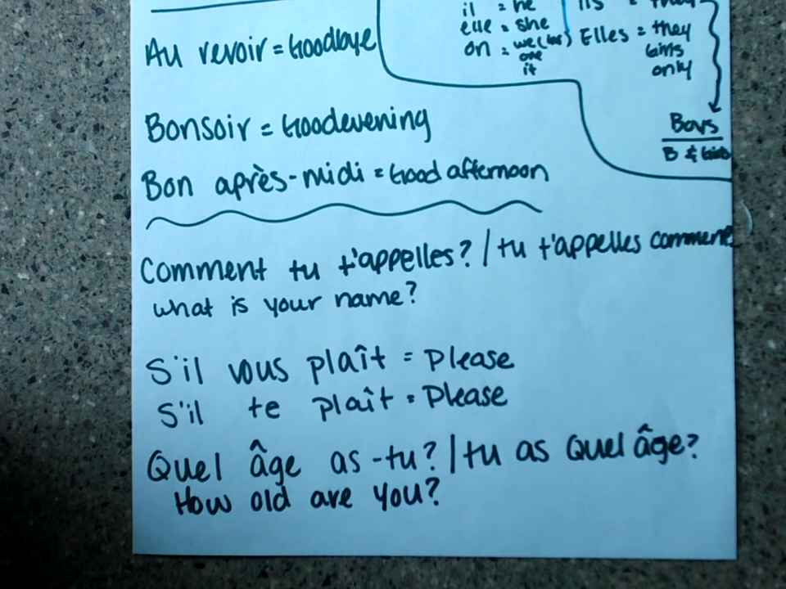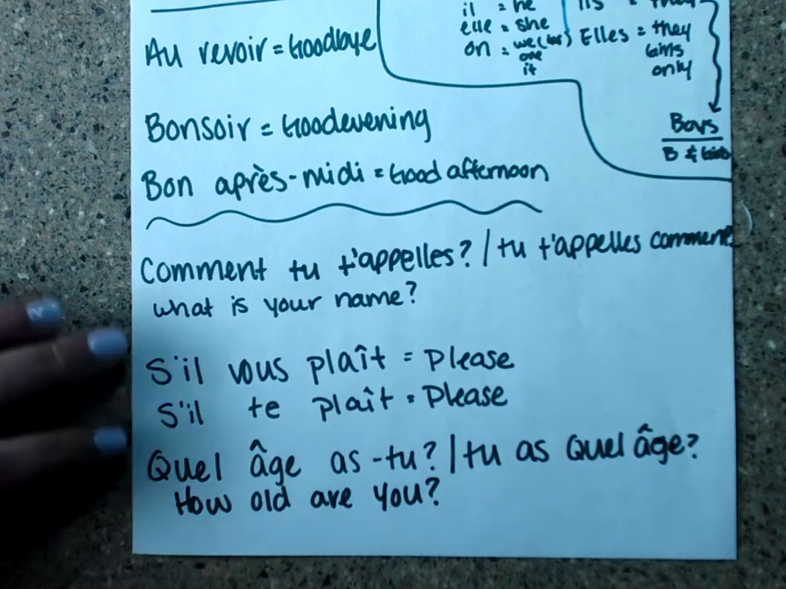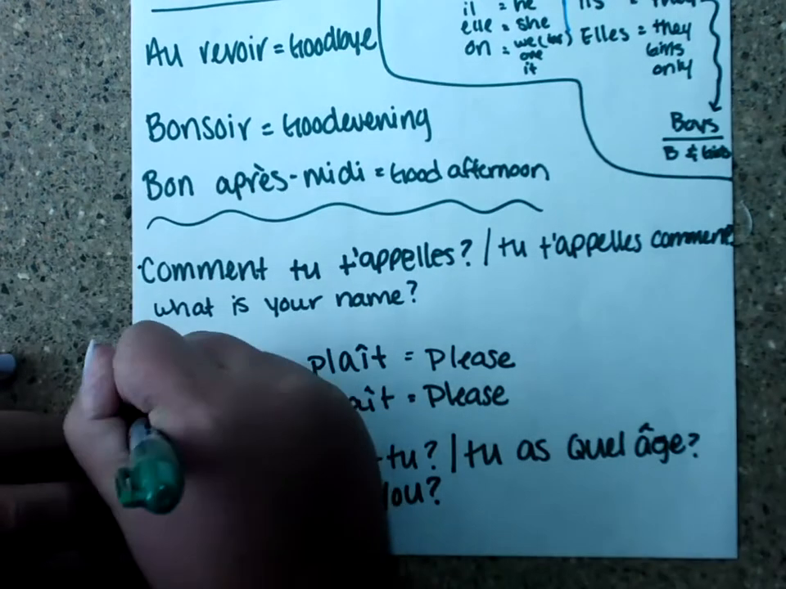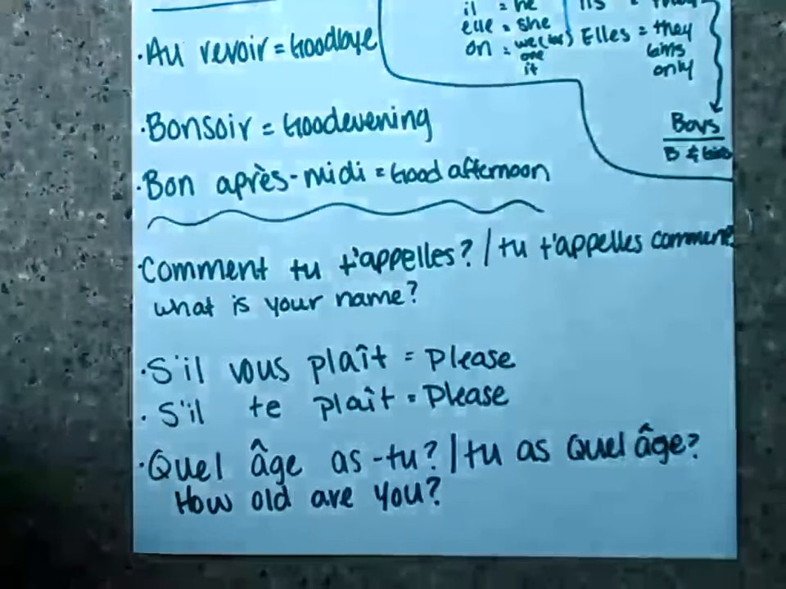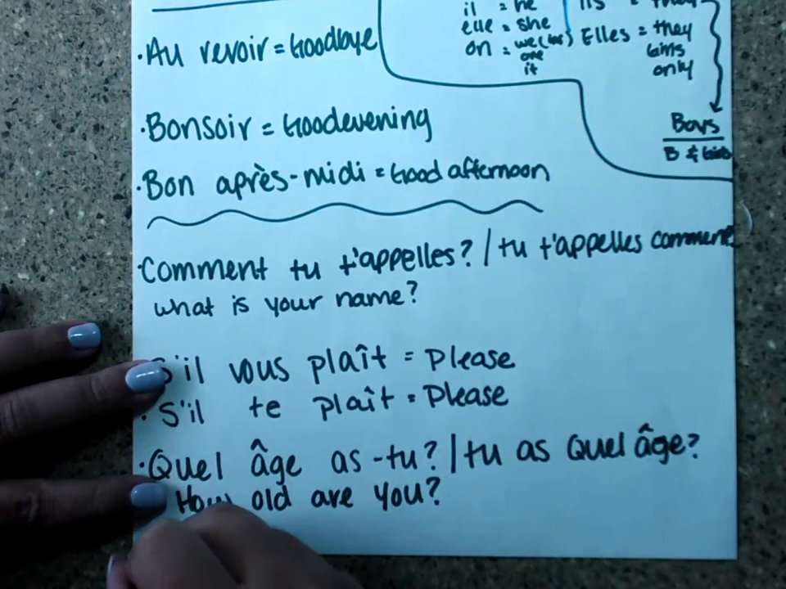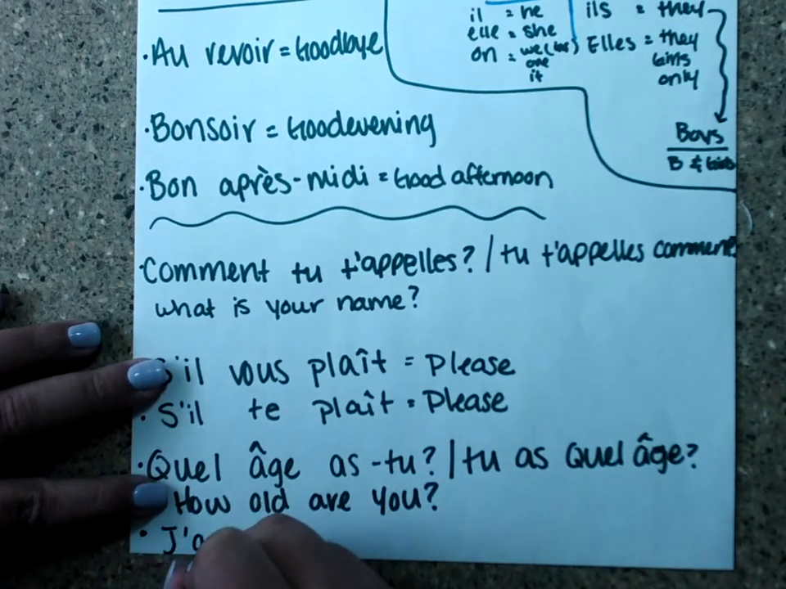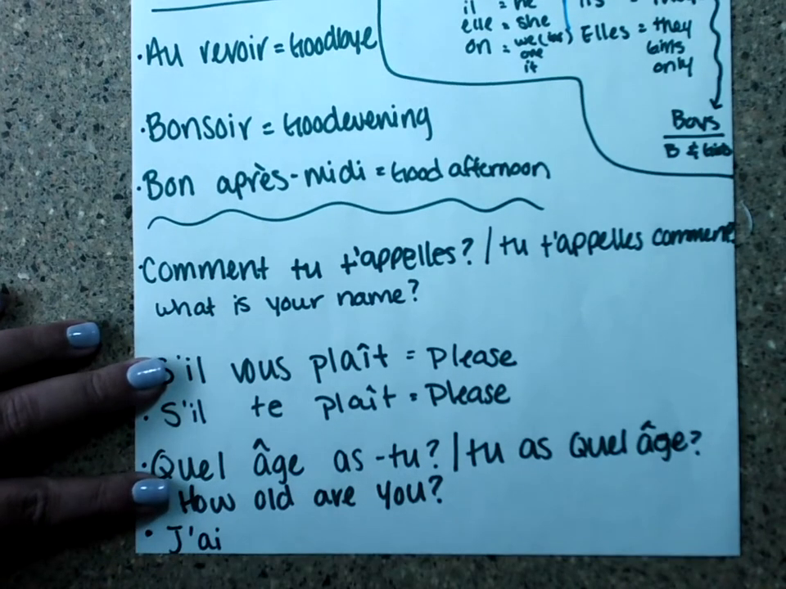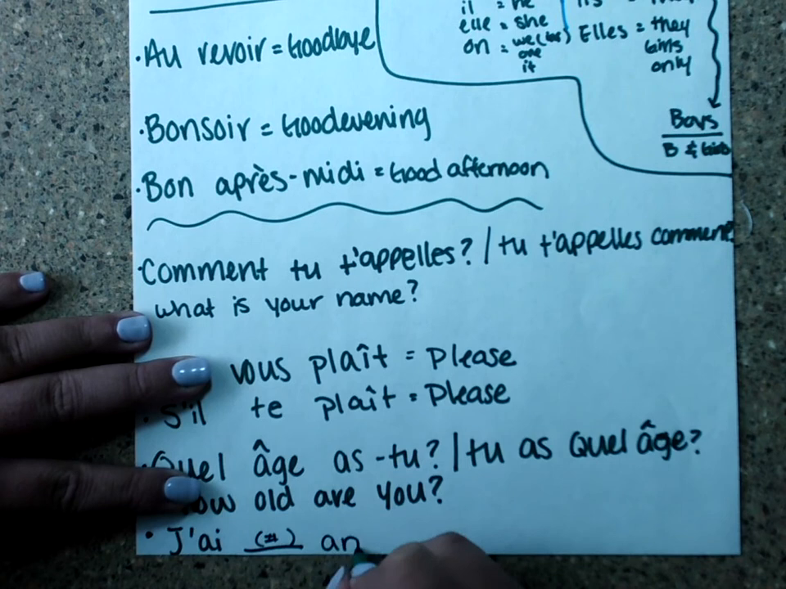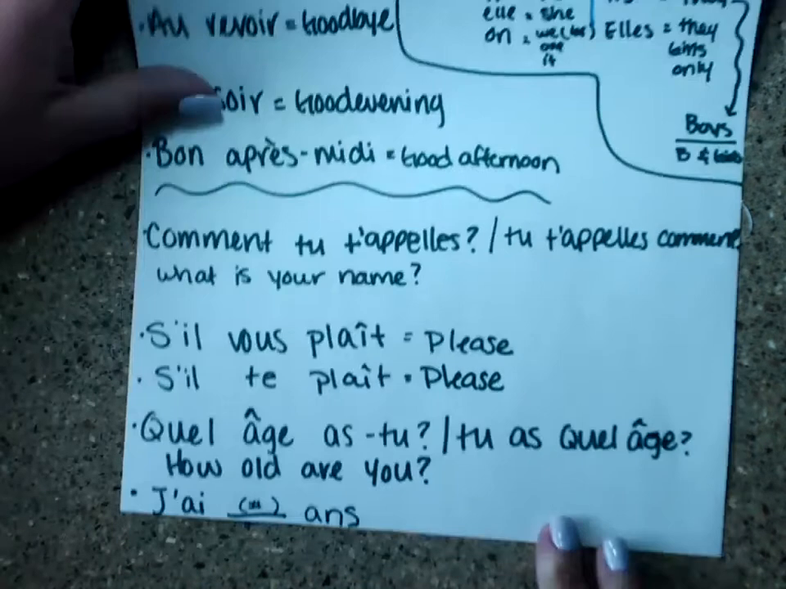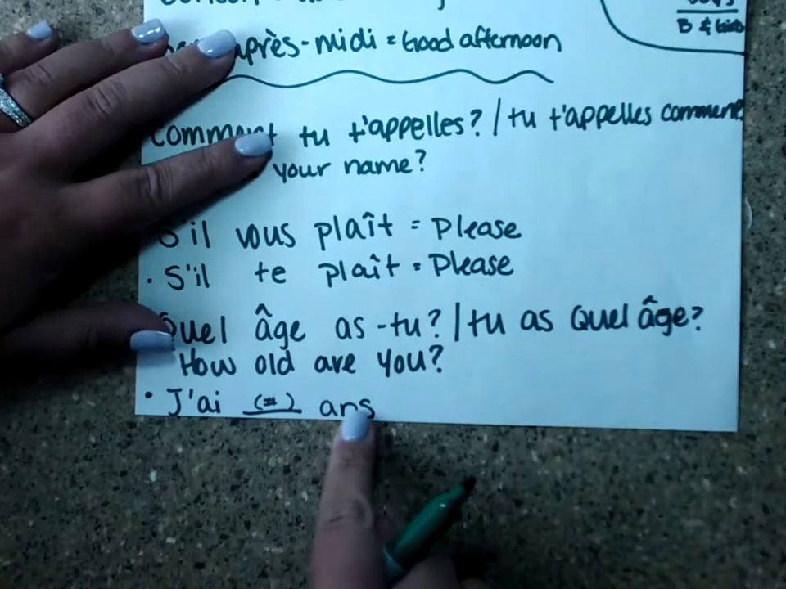All right, let's talk about how to say how old you are. I'm going to put little dots here so you know what the vocab words are. So to say how old you are, you need j'ai, and you put your number. And next is ans, A-N-S. So j'ai, your number, and then ans.